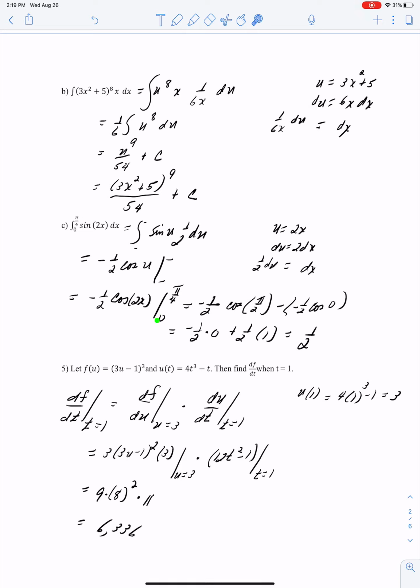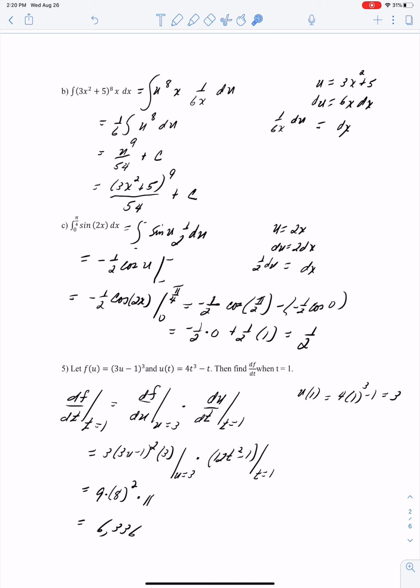Now, how do you evaluate a definite integral? It's this function, plug in pi over 4, subtract this function, plug in 0, and that's what I've written right there. Now you'll notice that when I plug in pi over 4, it's going to be 2 times pi over 4, which is pi over 2. When I plug in 0 at the bottom, it's just going to be 0.